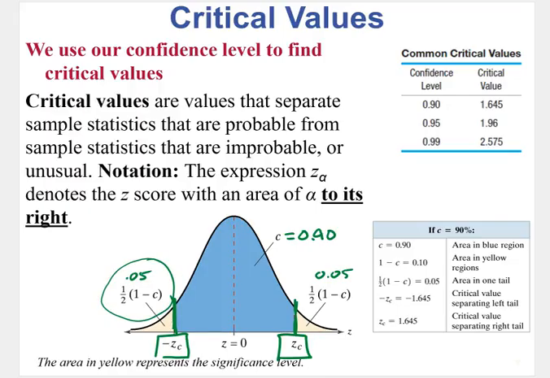We can go to our tables and find the z-score that corresponds to an area of 0.05, and it turns out that is negative 1.645. So that would be the negative end, the low end. Then the high end would be the positive, because again we are dealing with a normal distribution, so everything is symmetric.